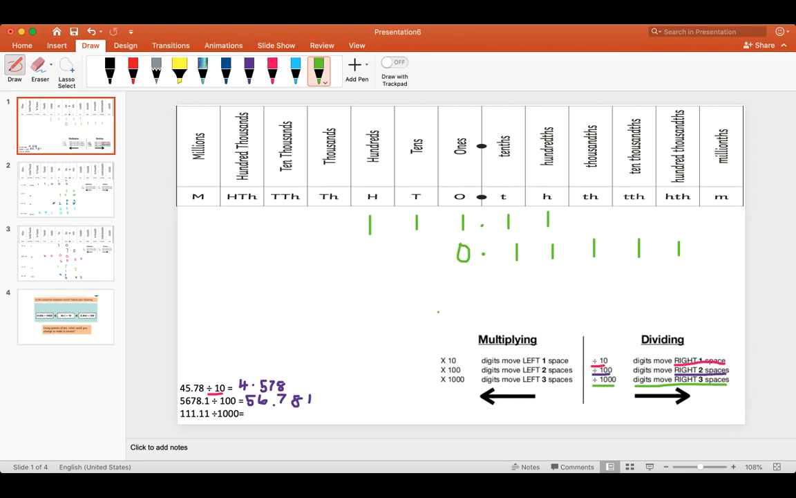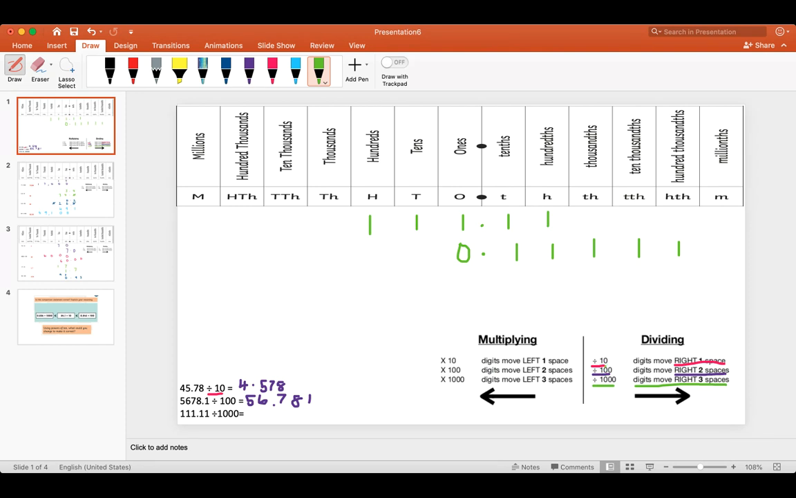So remember, we need to look carefully at what the question is asking us, because that will indicate how many spaces we need to move. So when we're dividing by 10, we move 1 space to the right. When we're dividing by 100, we move 2 spaces to the right. And when we're dividing by 1,000, we move right 3 spaces. And you can look at the number of zeros, because that tells you how many spaces to move.